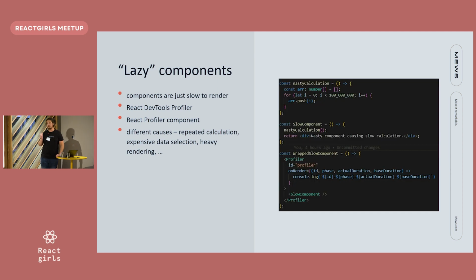Another really useful thing is the React Profiler component. We can see here in the example that it is a component. You pass it some ID and some onRender function, which takes an ID, of course, and a phase, which is a mount or update, and it has durations.